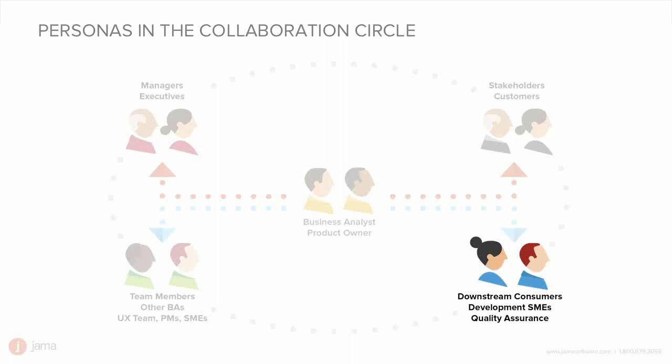And these two downstream consumer groups, the two that I see most often, the development subject matter experts or engineering SMEs and the quality assurance teams, think differently. While they are downstream consumers, I feel that they think differently, and we should use that to our advantage. And what I mean by that is the engineering team is often tasked with building what it is you paint a picture of with words and mock-ups and requirements.